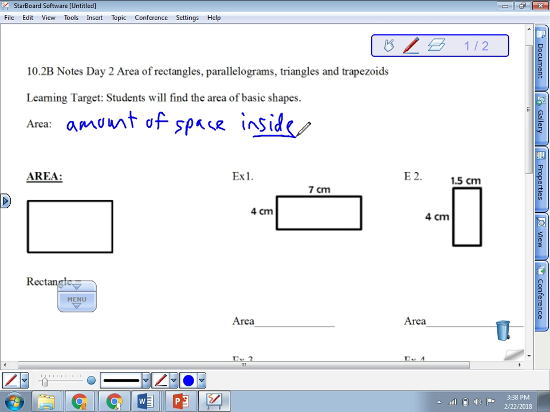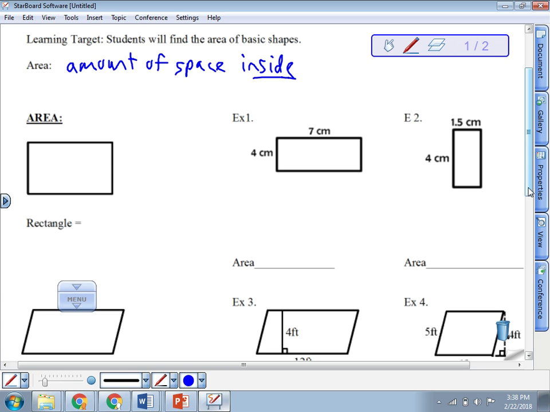How do you find the area of a rectangle? It's all about the formulas. The area of a rectangle is simply base times height, using the letter B for base. Here, it doesn't matter which one you call the base and the height. You just have to remember base and height are always perpendicular. You're going to see that theme throughout this lesson. So I won't do every example.